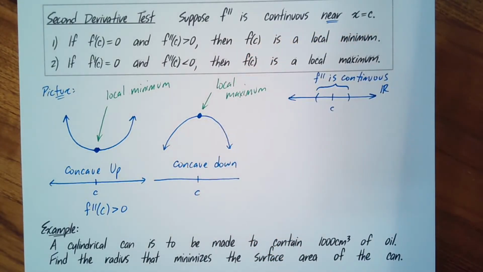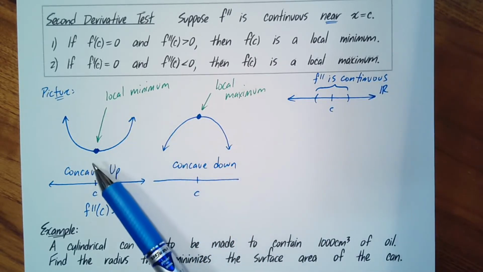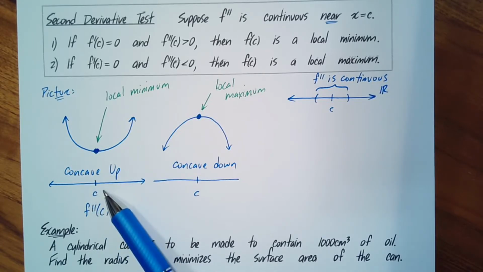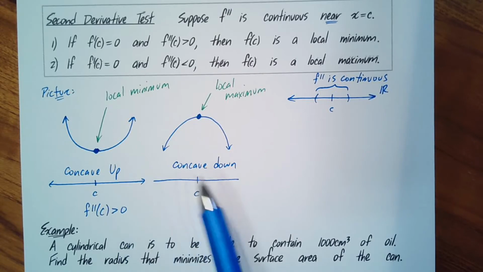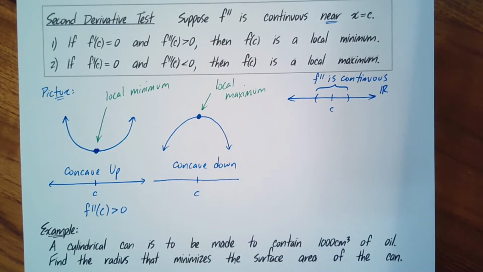These are the pictures that you should have in mind when you think of the second derivative test. So local maximums happen where the function's concave down, and local minimums happen where the function's concave up. Now, again, that's not always the case, right? You could have a local maximum that appears where the function's not concave down, but not if your second derivative is continuous near c. So that's the importance of this assumption here.